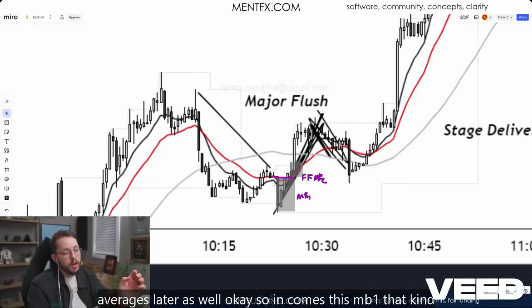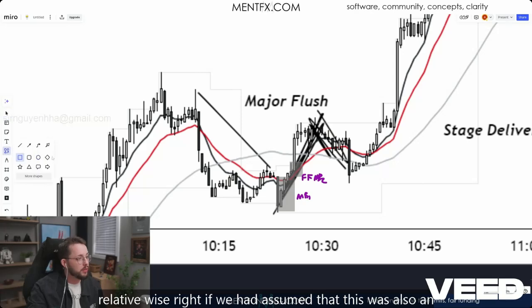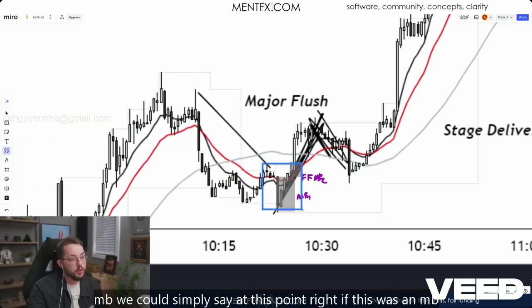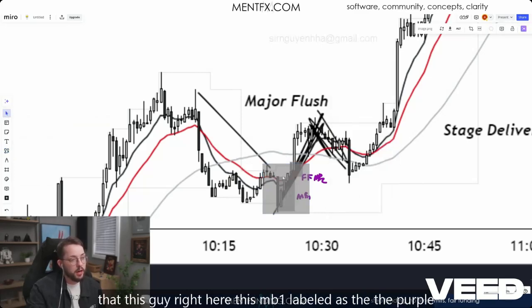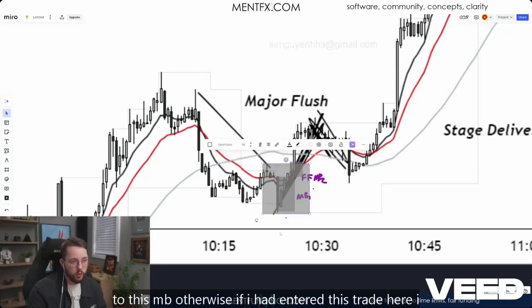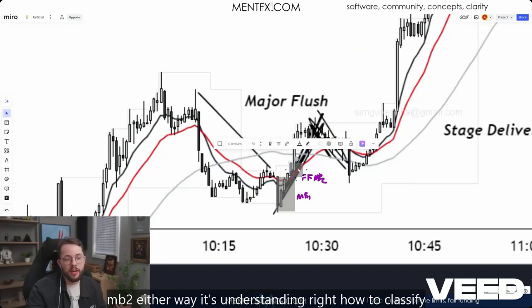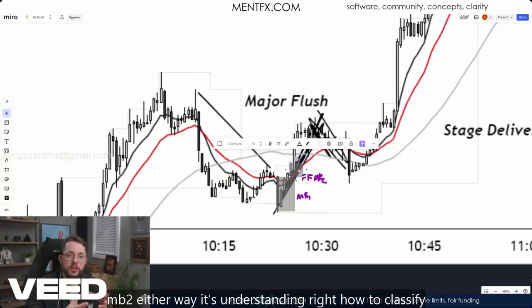Okay, so in comes this MB1 that forms off of this. And again, if we wanted to do this relative-wise, if we had assumed that this was also an MB, we could simply say at this point that this MB1 labeled as the purple simply becomes an FMB1, because now it's relative to this MB. Otherwise, if I had entered this trade here, I would simply call this a double MB entry, MB1, MB2, or MB1, FFMB2. Either way, it's understanding how to classify, because it's going to be important later.